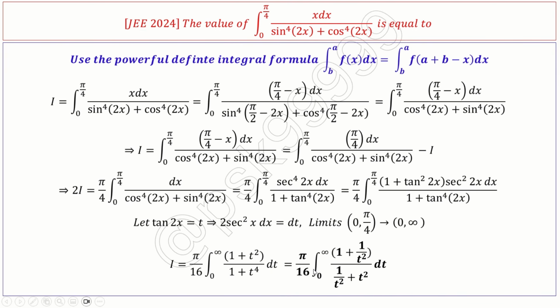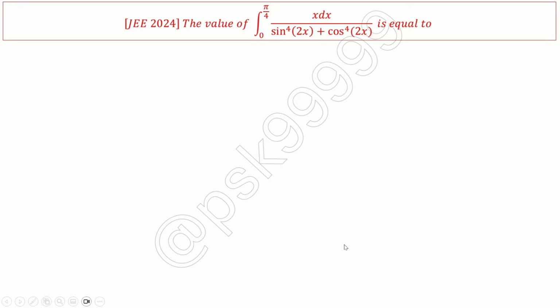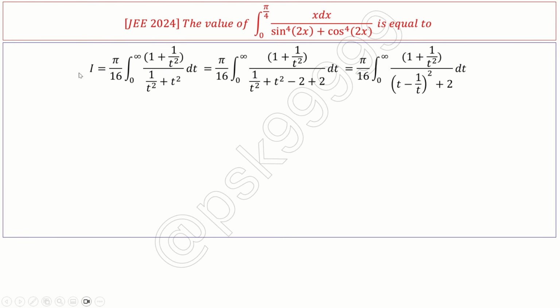Now I will rewrite this as pi by 16, integration from 0 to infinity of 1 plus 1 by t square divided by 1 by t square plus t square dt. Why I am writing this, I'll just show you in the next slide. Whenever you find such polynomials in the numerator and denominator, the numerator should be expressed as differentiation of the denominator polynomial part, at least part of it, correct? So if I differentiate this, do I get this? No. So that means I have to change my denominator with respect to this value.